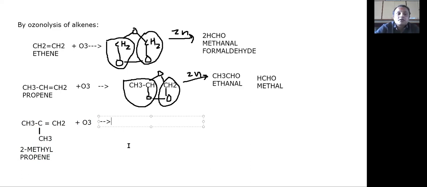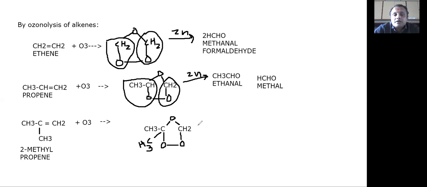Now write the ozonolysis structure. So how can we write it? CH3, bond, CH2, one more CH3. So we write here like this, CH3. Now oxygen between the two carbon atoms: the oxygen temple is formed between the two carbon atoms where the double bond is present. This is called the triozonide structure. This structure reacts with zinc and is further hydrolyzed by zinc.